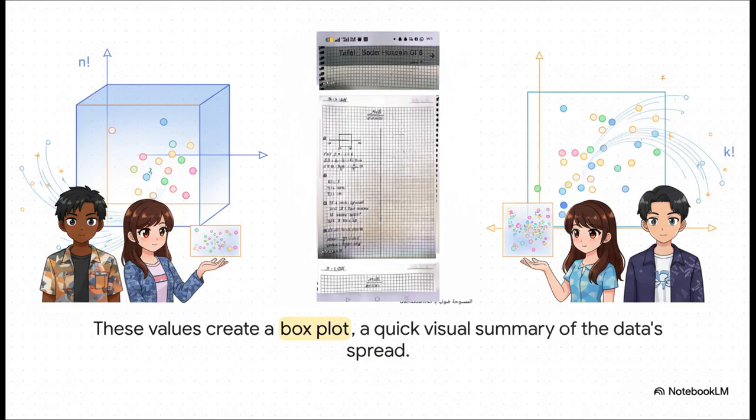And this is an incredibly powerful way to see the data story in a single glance. That box in the middle? That's your middle 50% of the data, the IQR. And those lines, the whiskers, show you the full spread. It's a fantastic visual summary.